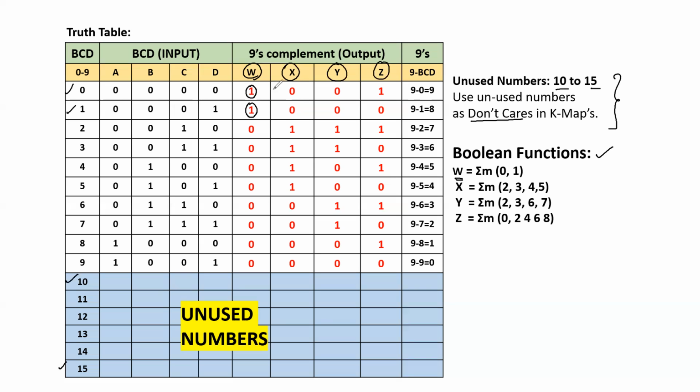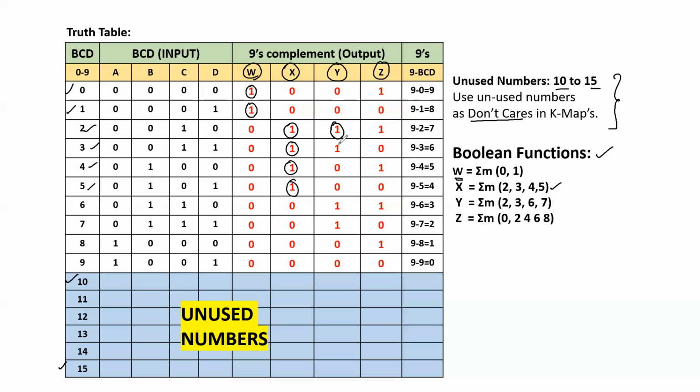Okay. Similarly for X, here 1, 2, 3, 4. In these positions we have ones, so write the minterm numbers for the SOP form. So these four are nothing but 2, 3, 4, 5. Okay, that's why I have written X equal to sigma m of 2, 3, 4, 5.